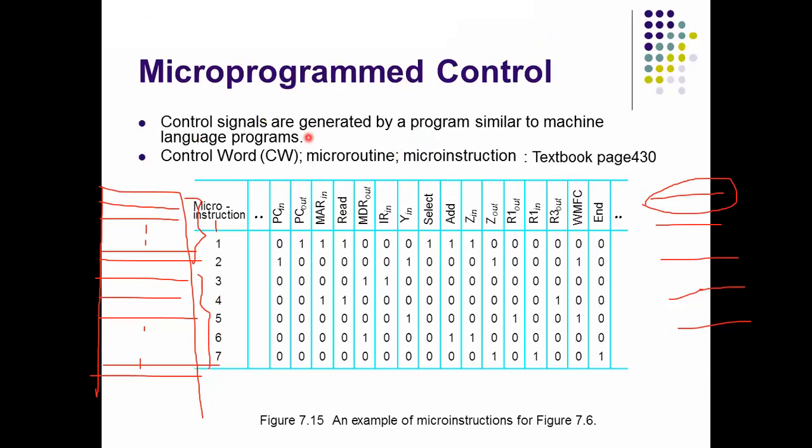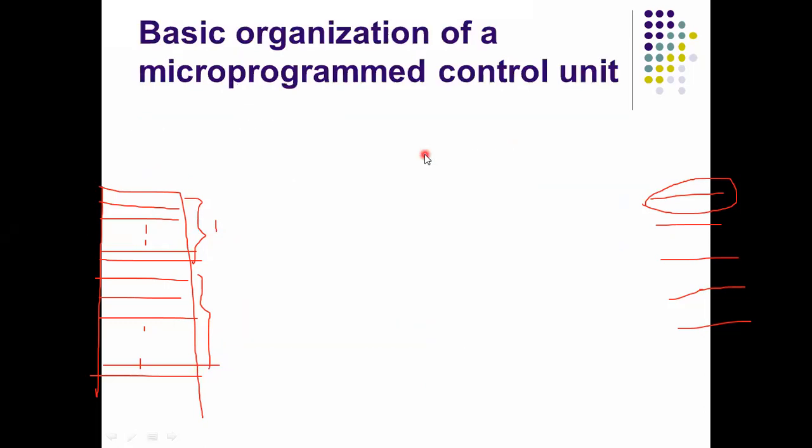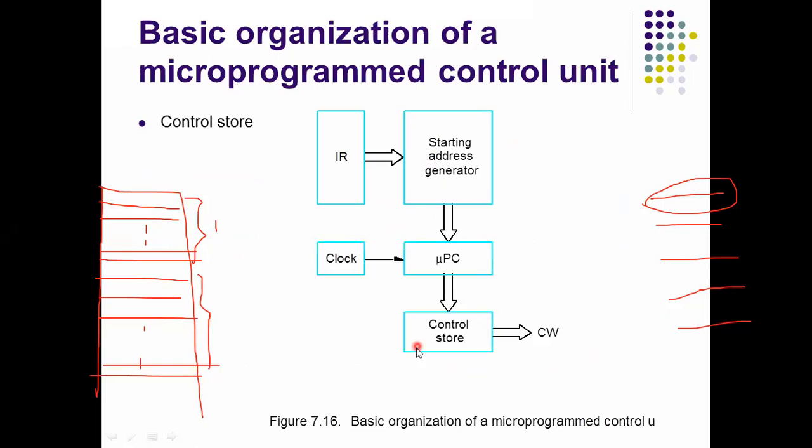So how are the control signals generated here? The control signals are generated by a program similar to machine language programs, that means a combination of ones and zeros. This sequence of ones and zeros is called one control word. This is called a micro instruction. So here you will know about these terms. What is meant by control word? What is meant by micro routine? What is meant by micro instruction? In this diagram, what is meant by this control store?